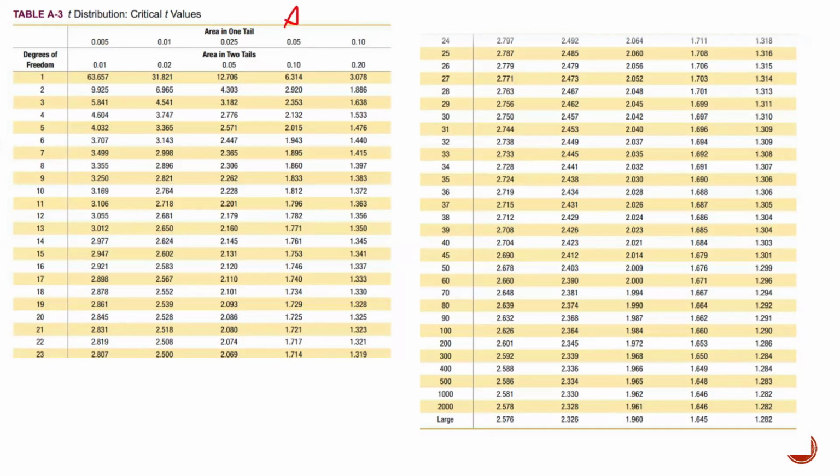So here, there's 10, but there's two different 10s. So is it the first, second, third, fourth, or fifth column? Which column corresponds to a confidence level of 90%? The fourth one, because area in two tails is 10%, right? Which means the area in one tail, or each tail, is 5%.